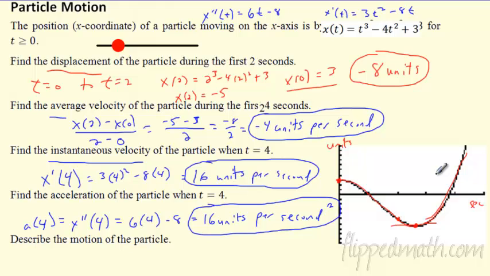So can we check some of our other answers? Does it look like from 0 to 2, if I drew the secant line, this is what we found the slope of. Does that look like it's negative 4 units? Yeah, it looks like it's negative 4 units. Do we look at the instantaneous at t equals 4? So 1, 2, 3, 4. So what's that mean? The slope of this line is 16. That's pretty cool. And then the acceleration would be the second derivative of that. So the derivative of this straight line, a straight line with a slope of 16, you're going to get 16 again.